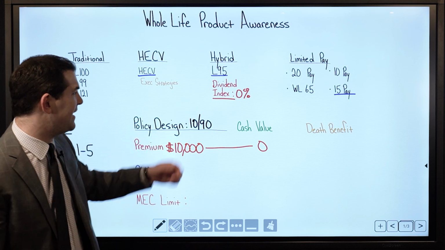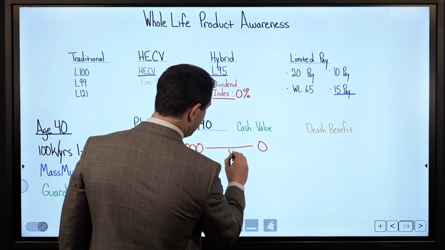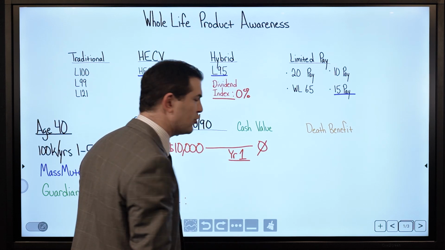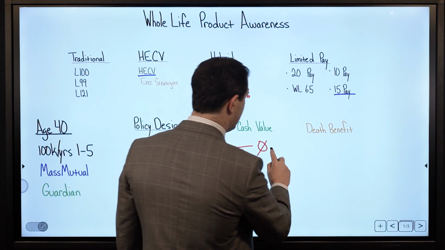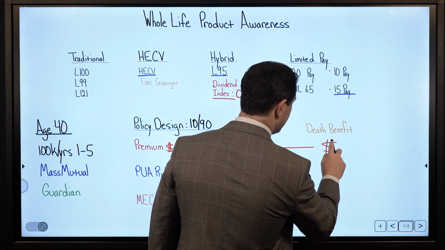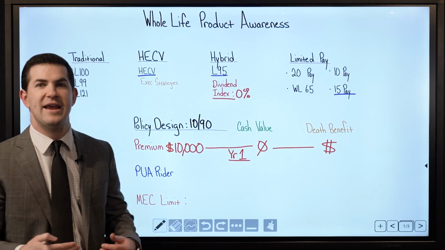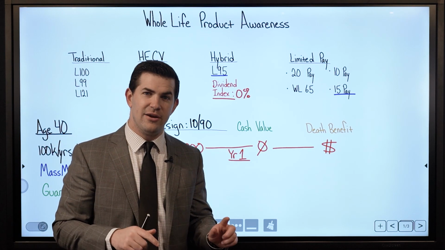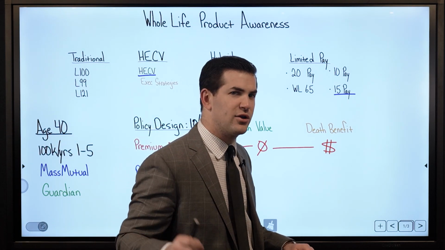With the Guardian L95 policy, as an example, in the first year, very little, almost nothing shows up in cash value. The reason why is because the insurance company is going to overcharge you for the death benefit or cost of insurance up front. Now, beginning the second year, those base premium dollars come back to work for you.